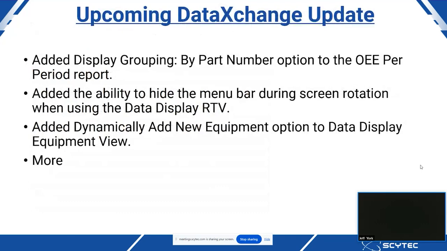Now, their upcoming release, which I said will be coming out in the next week or so, probably the first week of December, we are going to be adding a display grouping by part number option to the OEE per period report. We will also be adding the ability to hide the menu bar during screen rotation when using the data display RTV charts that you've created. We also have the ability to dynamically add a new equipment option to the data display equipment view. And there's also going to be a lot more updates in this release as well.